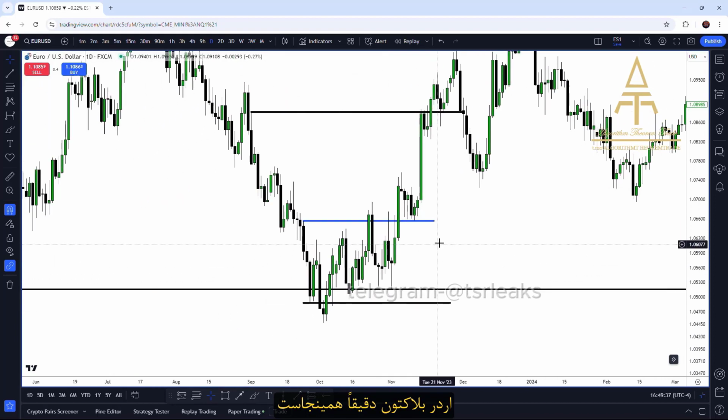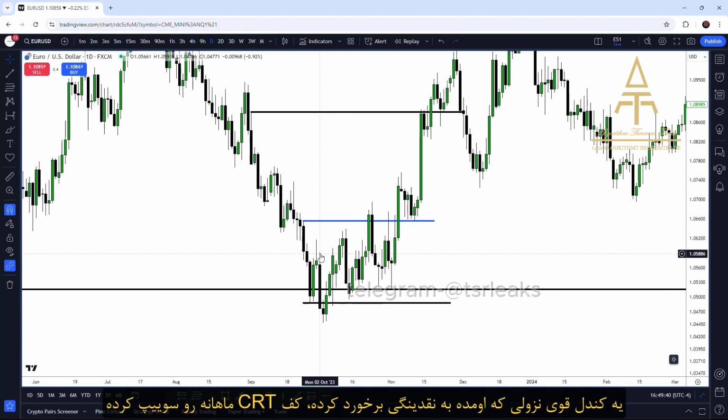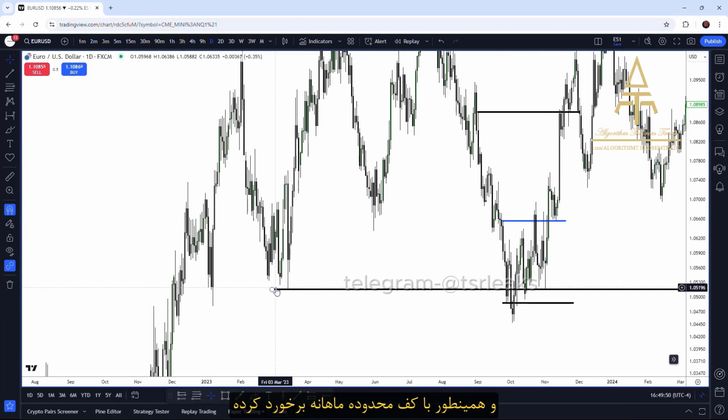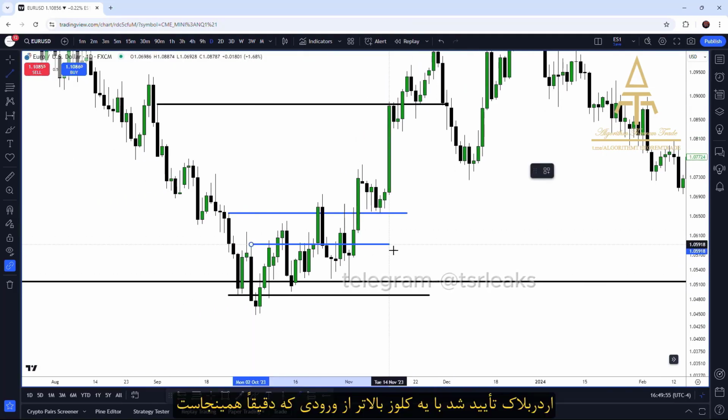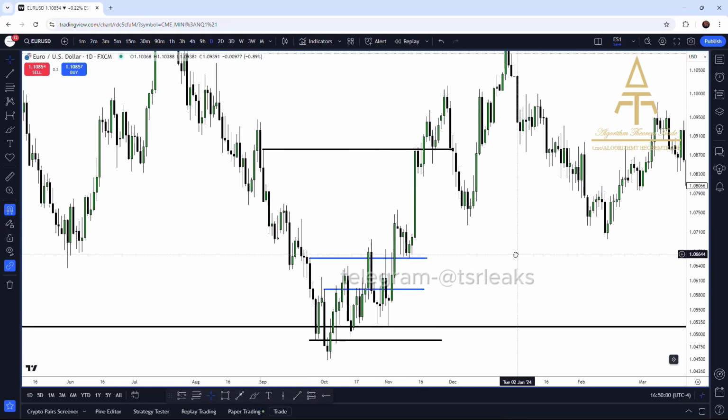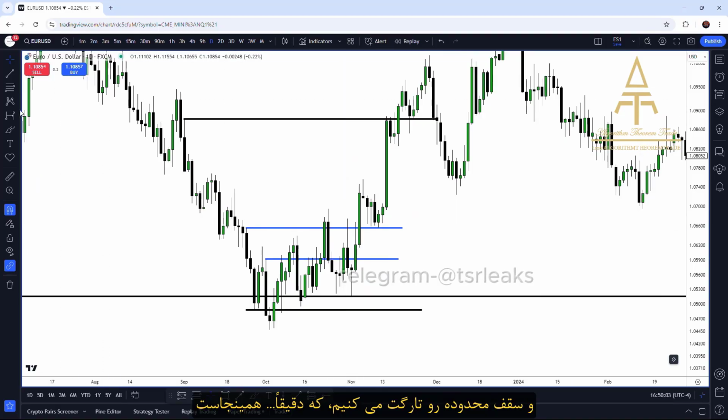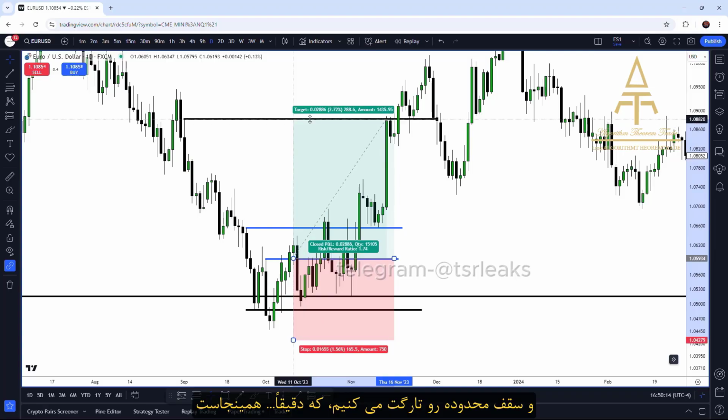Your order block just so happens to be right here, a thick down close candle tapping into liquidity, sweeping the monthly CRT low, tapping into the monthly range low as well. Order block confirmed with a close above, entry right here, targeting the range high, which is right over here.